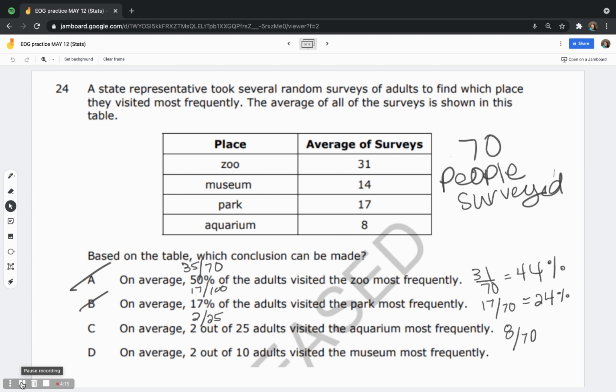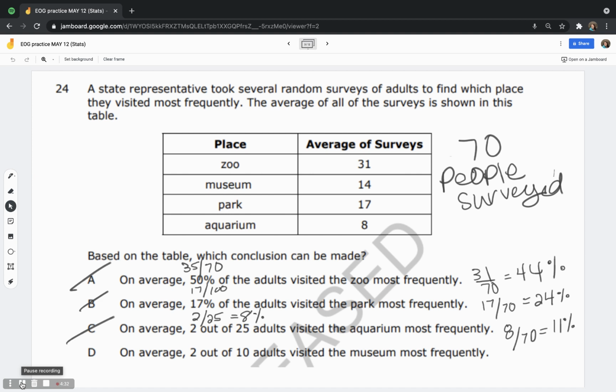Well, 2 out of 25 would be equal to 8 out of 100, so that's equal to 8%. Is 8 out of 70 going to be equal to 8%? So 8 divided by 70 is going to give me 11%. So that does not work.